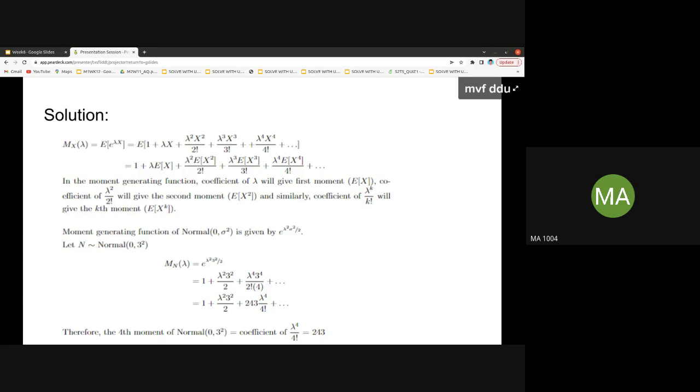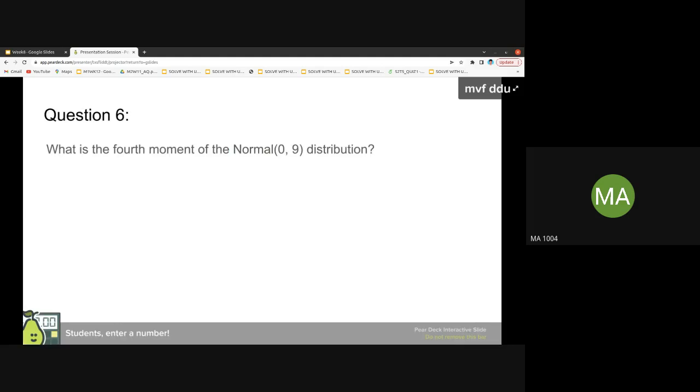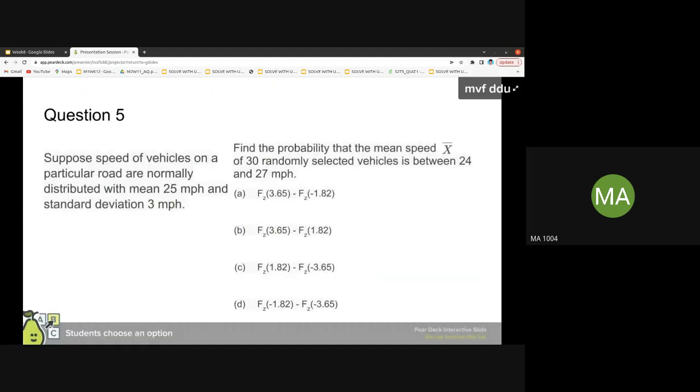So even if you have a question in the graded assignment, just try to solve that also. So that is how you solve. And question number 5 says, suppose speeds of vehicles on a particular road are normally distributed with mean 25 and standard deviation 3, miles per hour. So units will not play much of a role, so don't worry about units. Just to make the question contextually correct, we give you the units.